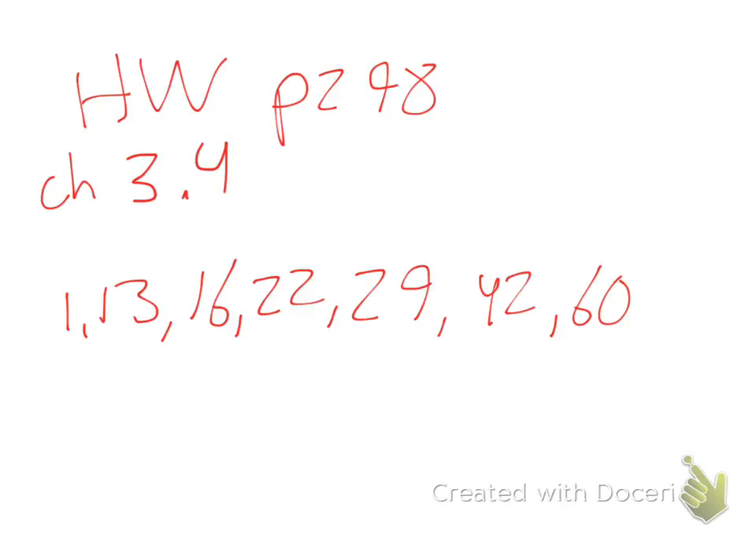Okay, homework from chapter 3.4 on page 298: 1, 13, 16, 22, 29, 42, and 60. That is one of every type of problem that we covered today.